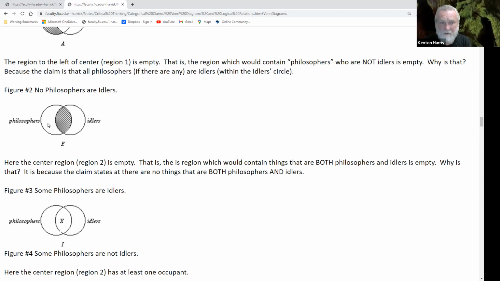Again, is anything in this region? The diagram doesn't tell us. Is anything in this region? The diagram doesn't tell us. It just tells us that this region is empty.